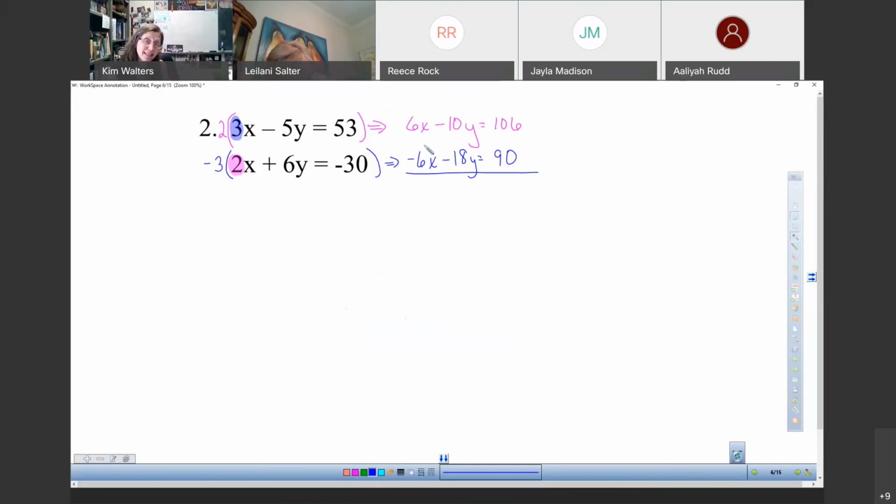When I add these two together, I get rid of the x's and I end up with negative 19y equals 196. Now when I get ready to solve this, I need to divide 196 by negative 19, and it does not give me a nice number. I hope I didn't mess that up. Yeah, so that is not going to be pretty, but it's okay. We've got this.